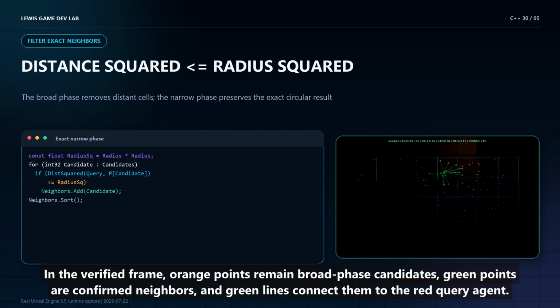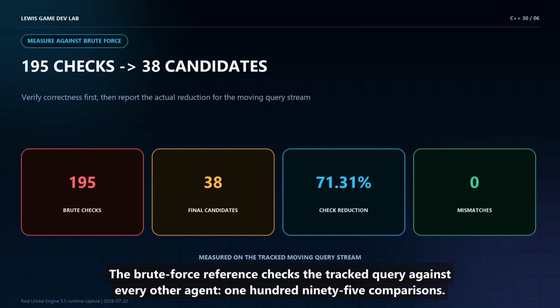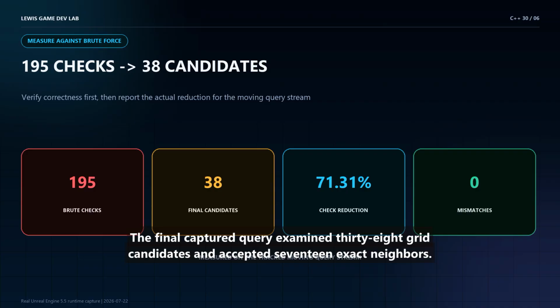In the verified frame, orange points remain broad-phase candidates, green points are confirmed neighbors, and green lines connect them to the red query agent. The grid is an acceleration structure. It must not change which neighbors the gameplay rule accepts. The brute force reference checks the tracked query against every other agent, 195 comparisons. The final captured query examined 38 grid candidates and accepted 17 exact neighbors.